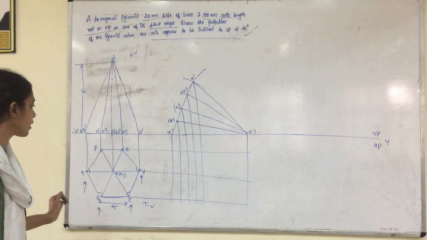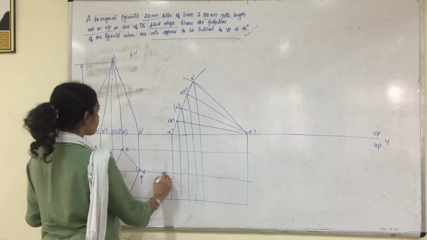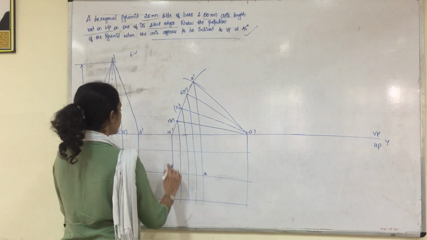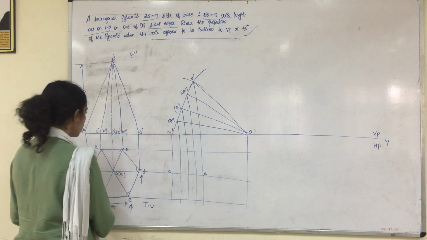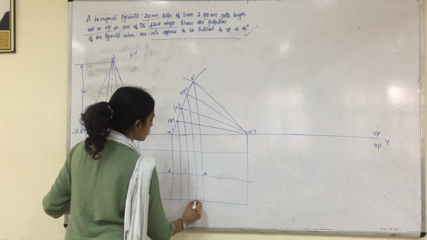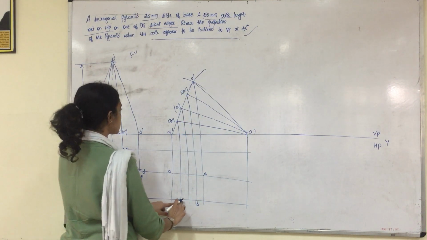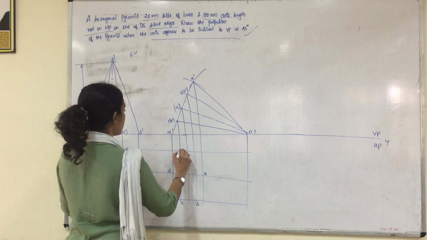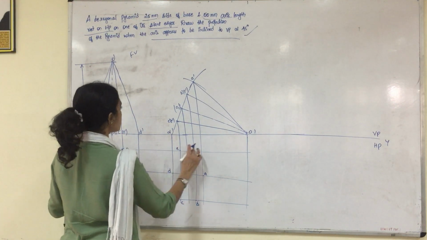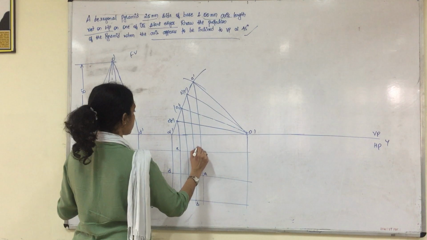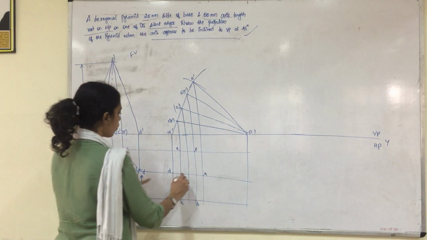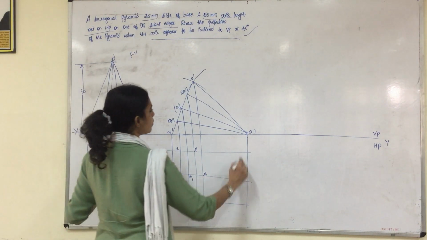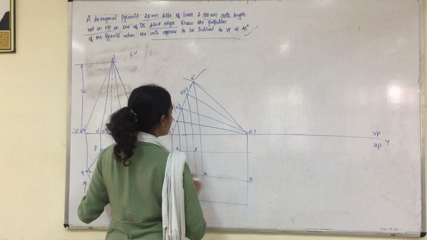Then start reading the locus. So locus of A is meeting A dash at this point, so this is our A. So locus of D is meeting D dash over here, so this is our D. So locus of B is meeting B dash, so this is our B. So locus of C is meeting C dash at this point, this is our C. So locus of E is meeting E dash at this point, so this is our E. Locus of F is meeting F dash over here, so this is our F. Along with this, the locus of O1 is meeting O1 dash at this point, so this is our O1. And locus of O is meeting O dash at this point, so this is our O.